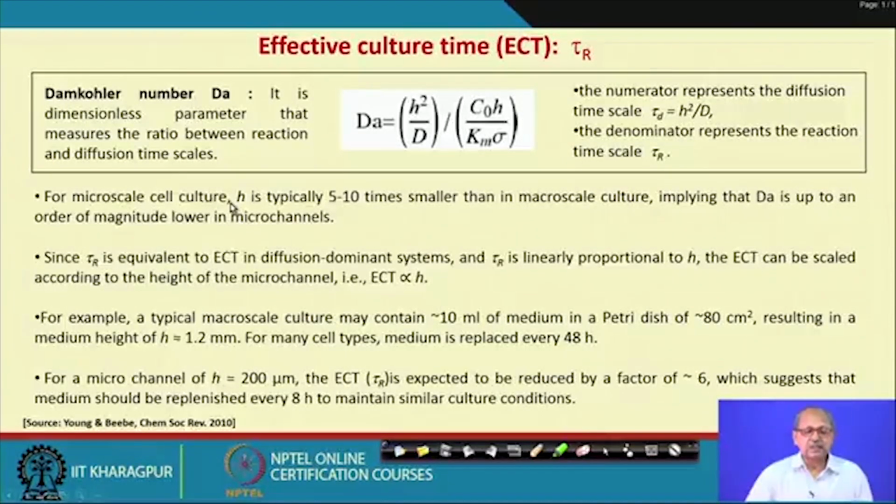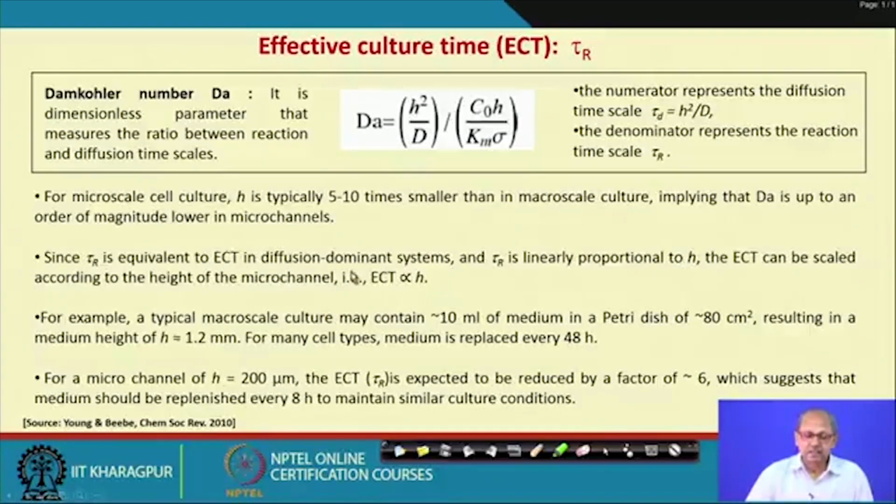For microscale cell culture, H is typically 5 to 10 times smaller than in macro cell culture. So, this implies that the Damkohler number is up to an order of magnitude lower than in the macro culture. Since tau r, that is the ratio, is equivalent to ECT, the effective culture time, in a diffusion dominant system, tau r is linearly proportional to H.